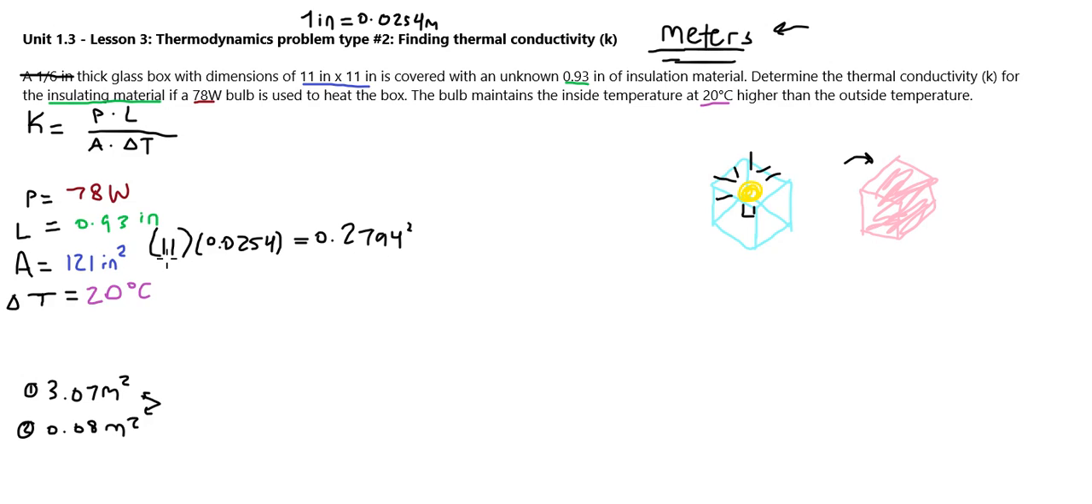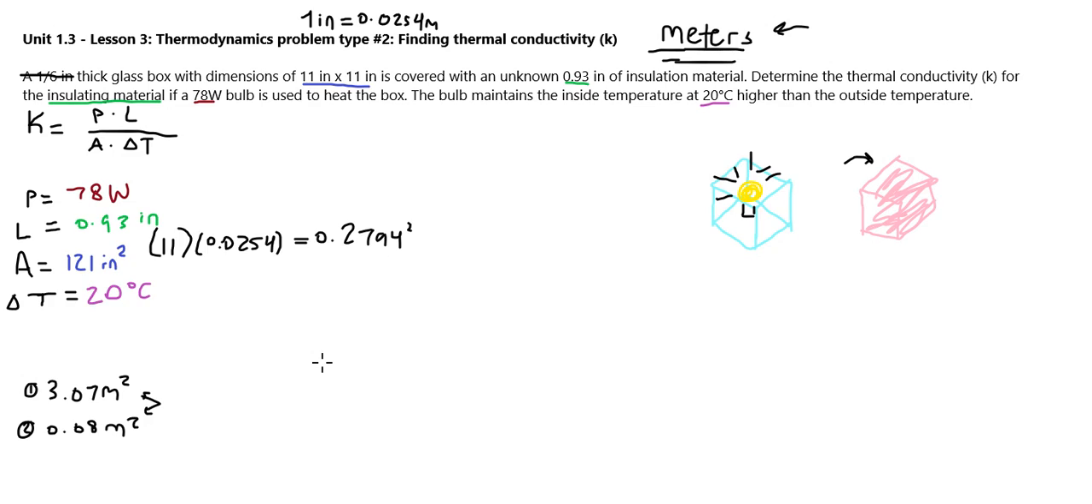Notice we did 11 times 0.0254, then once again 11 times 0.0254. For both of those we got 0.2794. We multiplied that by itself twice, or basically squared it, and we got that. It's not the same as 3.07. It's far off from the same. So that's what we got.